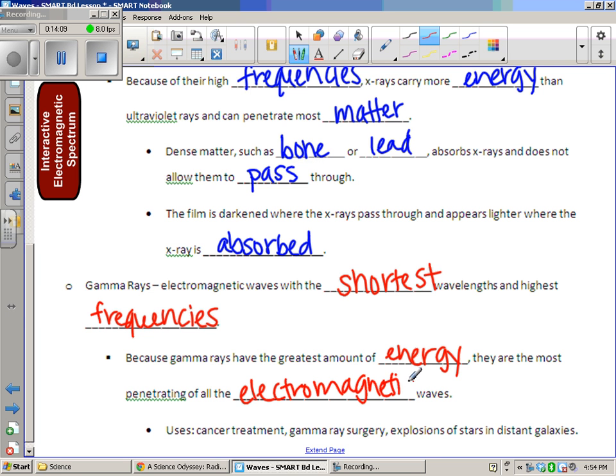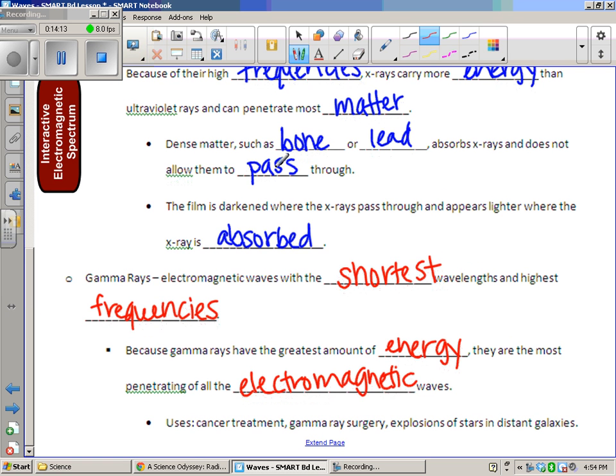So what do you do with the gamma ray? You can actually use this as a way for cancer treatment. They have gamma ray surgery where they can focus the gamma rays on certain parts, maybe cut out a tumor or something that shouldn't be in the body. And it's also related to explosions of stars in distant galaxies. So all of those things are related to gamma rays.